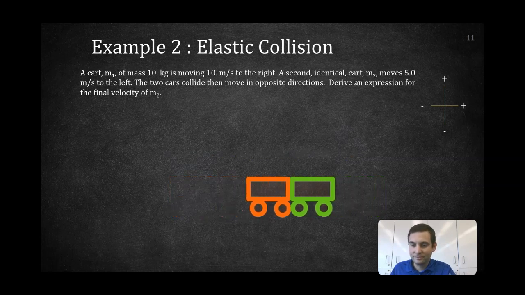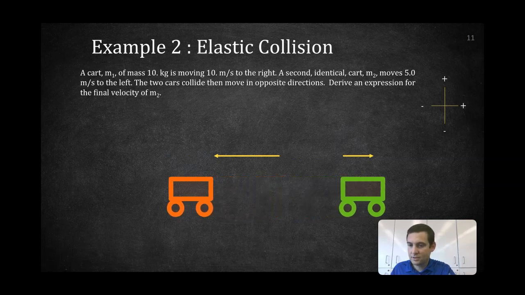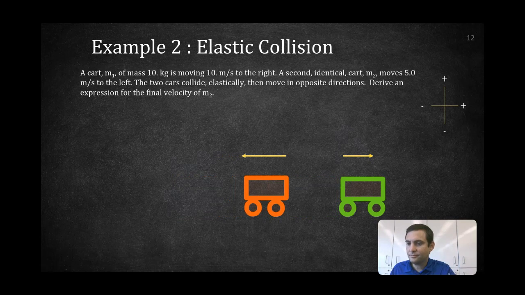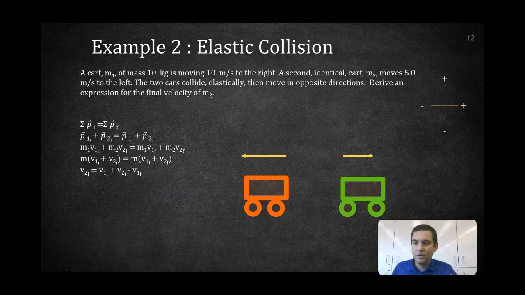Here we go. So they crash, and now they're going in opposite directions. Start with conservation of momentum because they collide. We have two momenta in the beginning and two momenta in the end. Now we expand those equations, keeping our initials on one side and our finals on the other. And then we're going to solve for whatever it is that we're looking for. We can factor out the m's because they're identical masses, and then solve for the final velocity for cart 2.